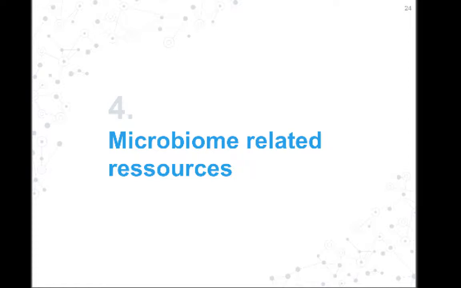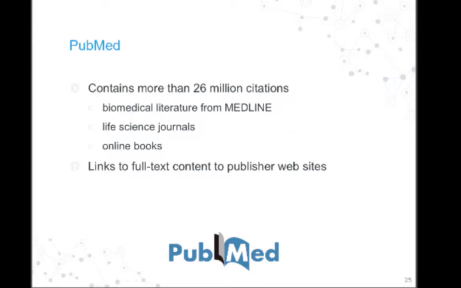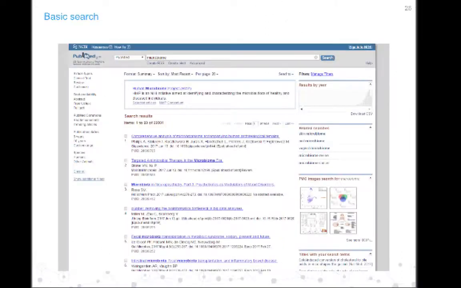So for that, you need to go to other bioinformatics related resources. The first one is, of course, PubMed. It contains more than 26 million documents. You all know that database: all biomedical literature, life science journals, books. And you have the links for the full text content of published websites. So you have a very simple search, very basic, efficient stuff.